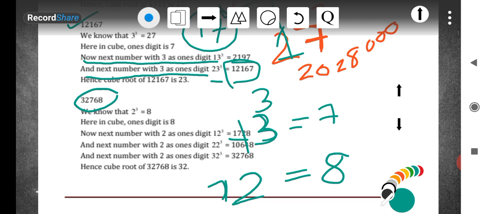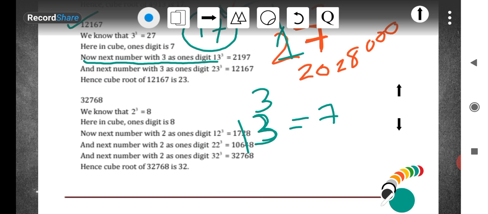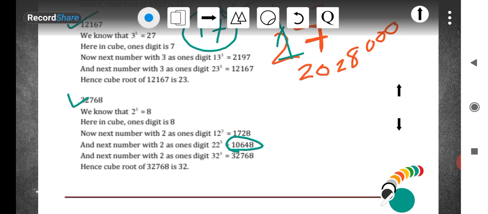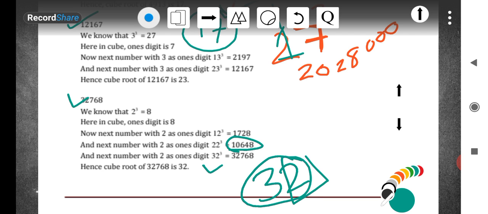Now if I add 2, then it will become 22 cube. Now 22 cube is how much? 10,648. So this is also less than the given number. That means what will be the exact value? 32. So you will write 3 with 2. This number is fixed. This number will be fixed.